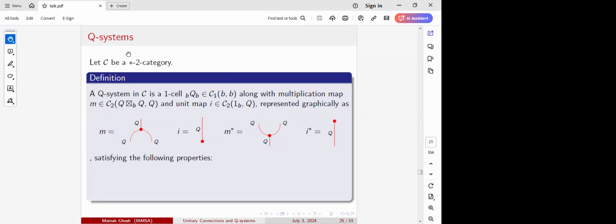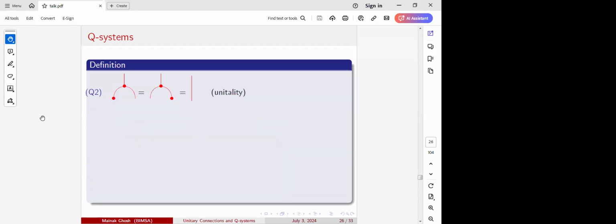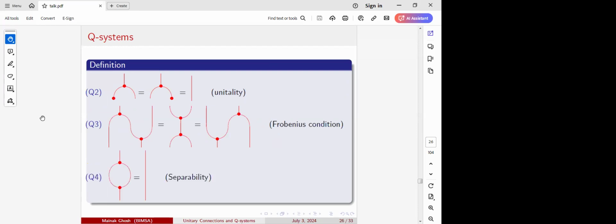So given a 2-star category C, a Q system in C is a one cell Q along with multiplication and unit maps, where you represent the multiplication and unit maps graphically in this way, and their adjoints are represented graphically in this way. Now, these maps need to satisfy the following properties for Q to be a Q system. The first condition is the associativity condition. The second condition is the unitarity condition. The third condition is the Frobenius condition. And finally, we have the separability condition.